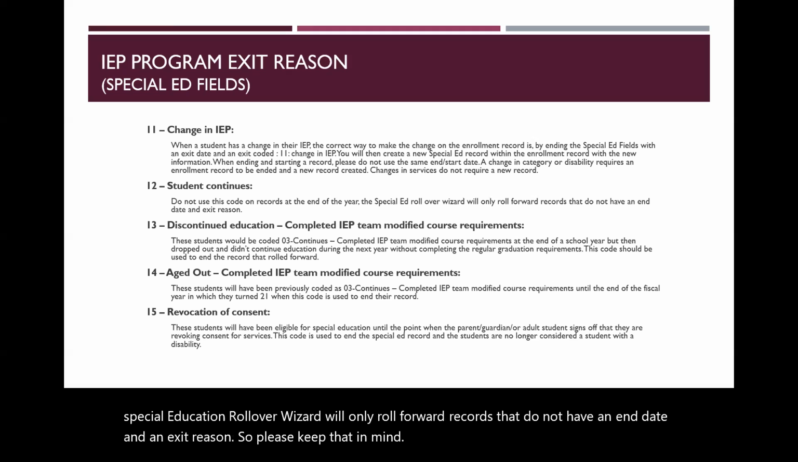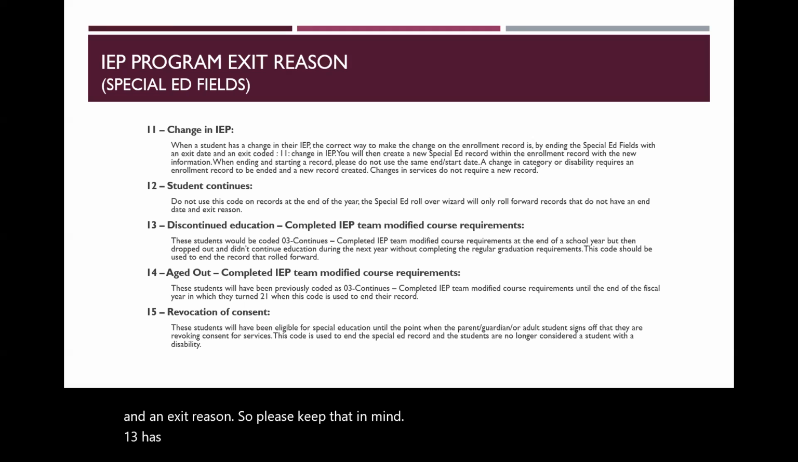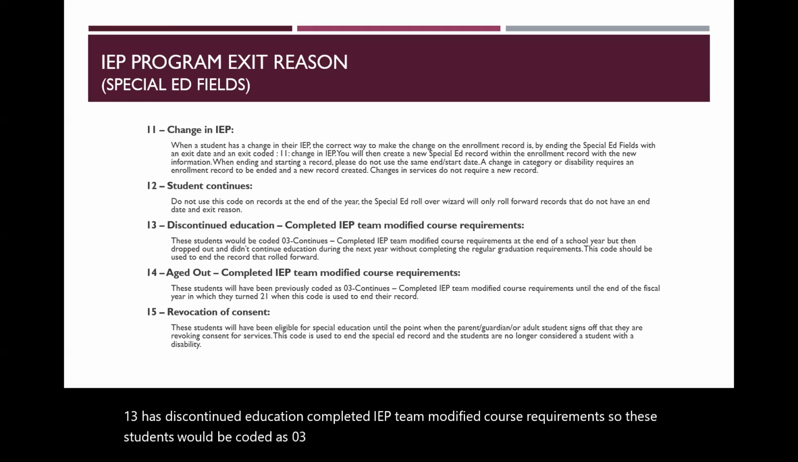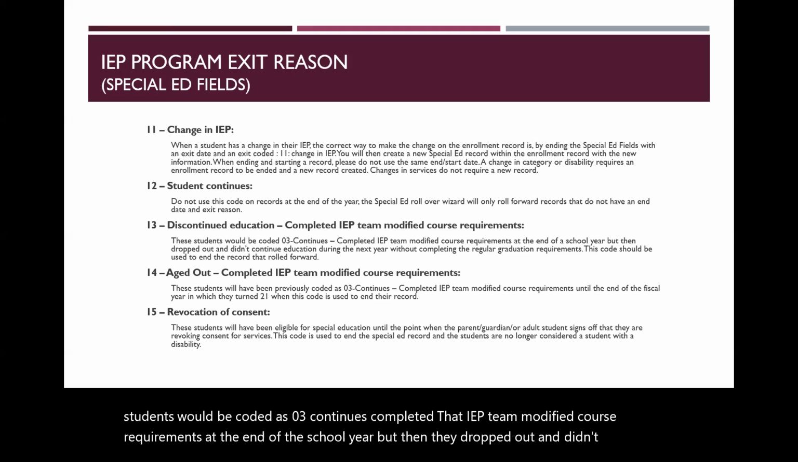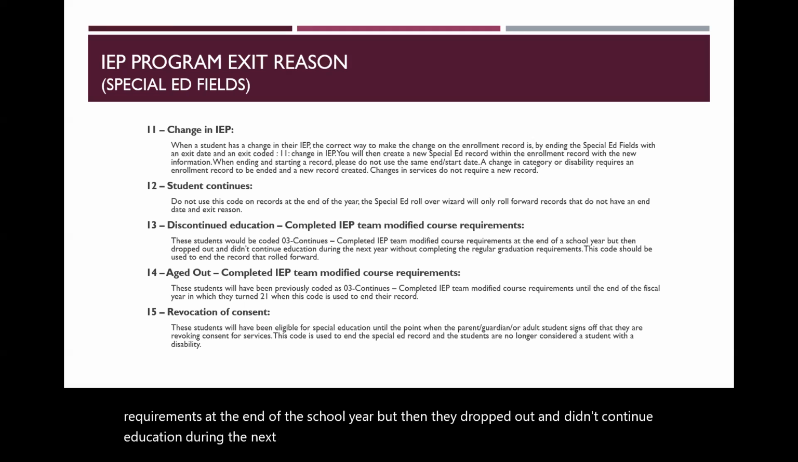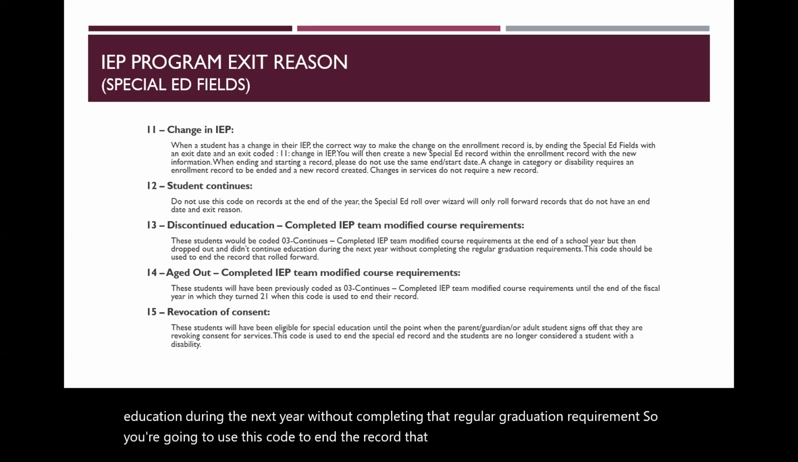13 is discontinued education, completed IEP team modified course requirements. So these students would be coded as 03 continues, completed that IEP team modified course requirements at the end of the school year, but then they dropped out and didn't continue education during the next year without completing that regular graduation requirement. So you're going to use this code to end the record that had previously rolled forward.